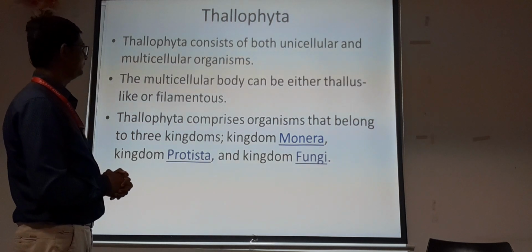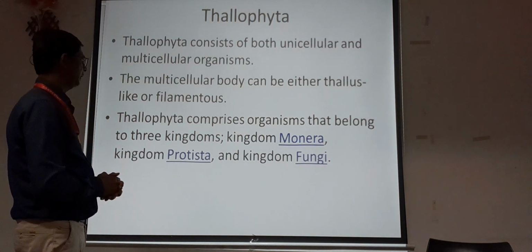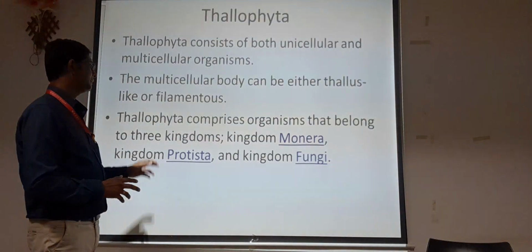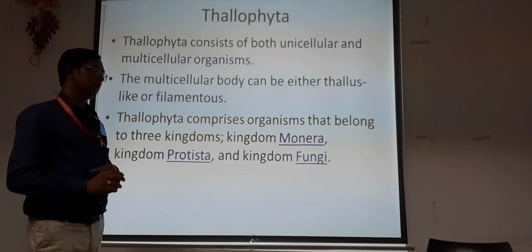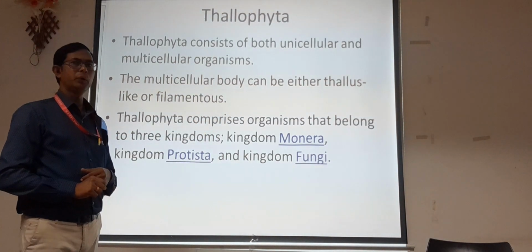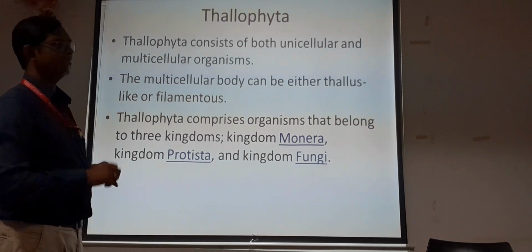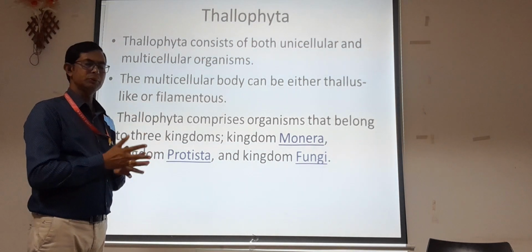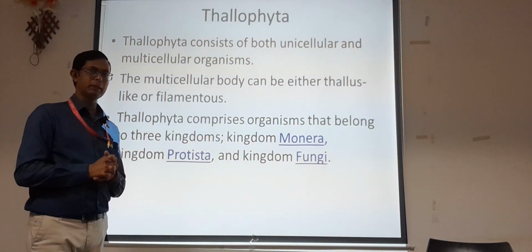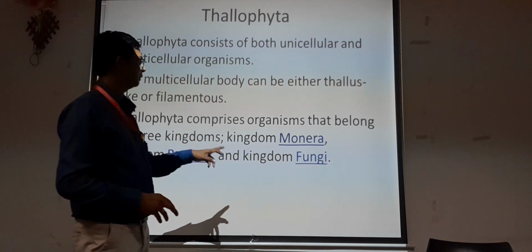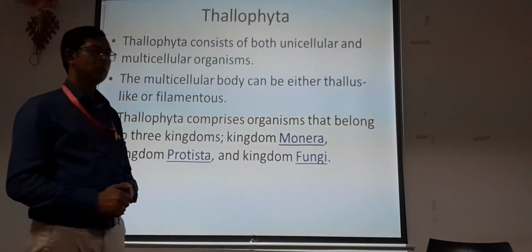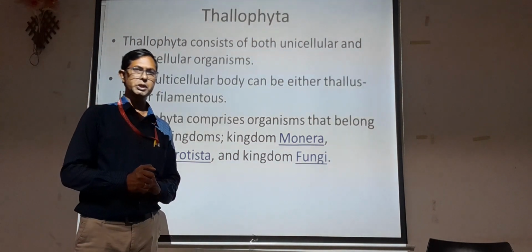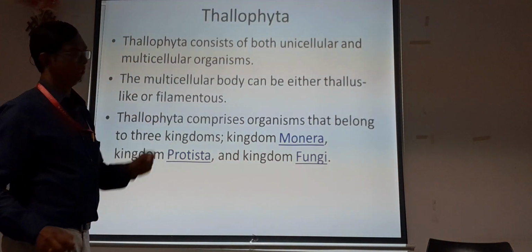Thallophyta comprises organisms that belong to three kingdoms: kingdom Monera, kingdom Protista and kingdom Fungi. So basically there will be three kingdoms, Monera, Protista and Fungi, in this particular Thallophyta, and they are thallus-like organisms. Sometimes they are unicellular, or sometimes you can see they act as multicellular organisms also.